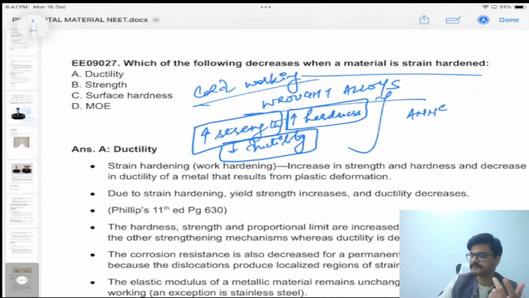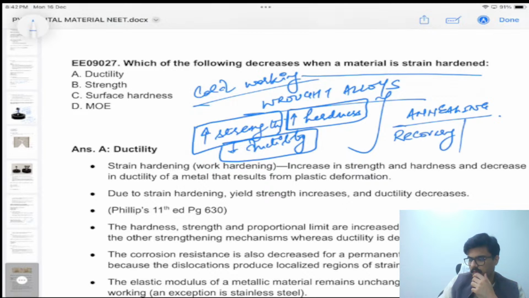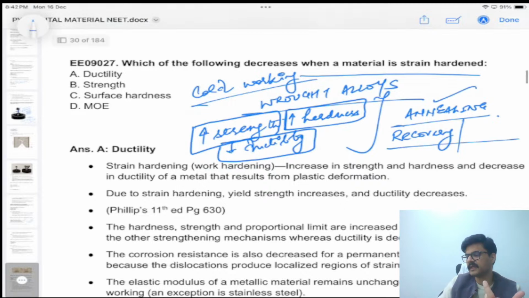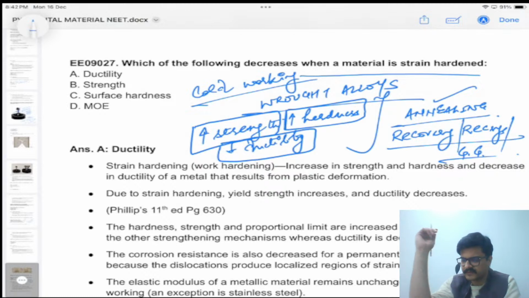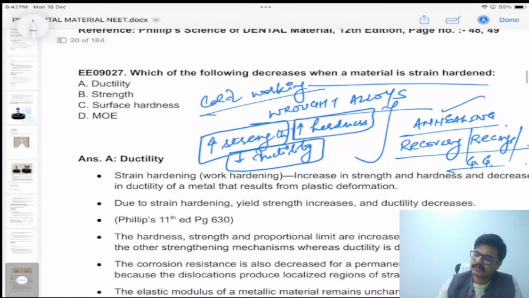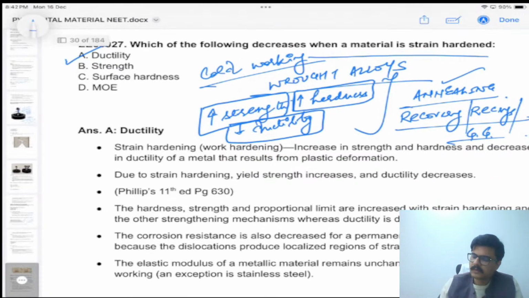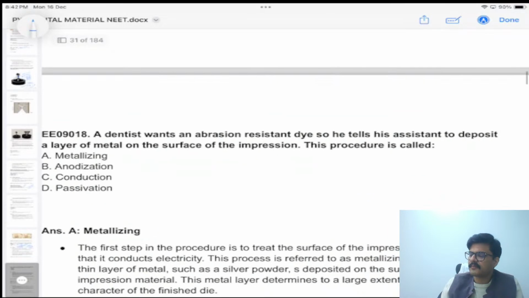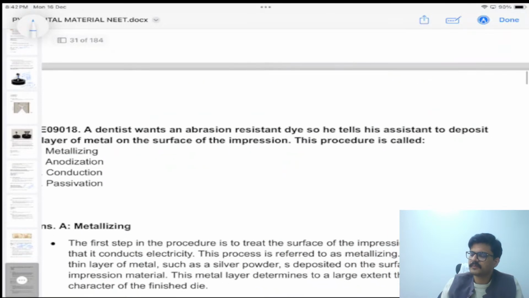That's annealing: recovery, recrystallization, and grain growth. So that's another MCQ. How do you reverse these effects of cold working? By annealing. And what is the order of annealing? Recovery, recrystallization, and grain growth. Right. So these are the possible MCQs that come here. Again, just to review, which of the following decreases when a material is strain hardened? The answer is ductility, guys. Yes, guys? Wonderful.